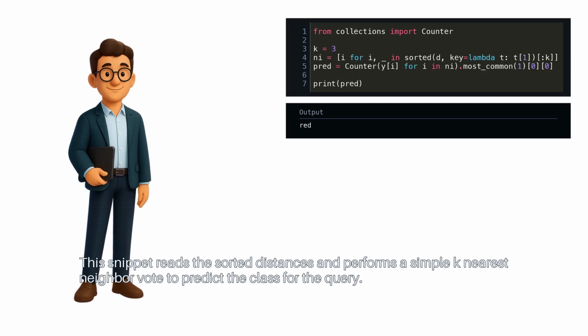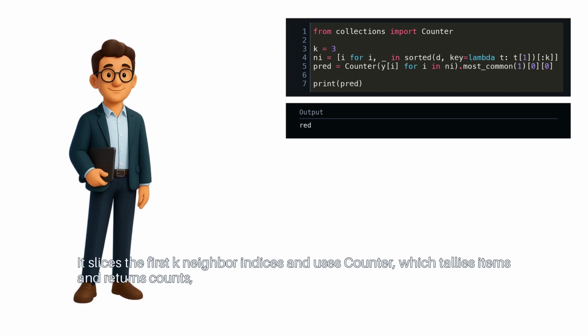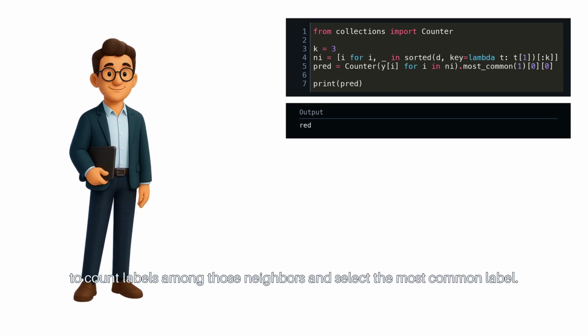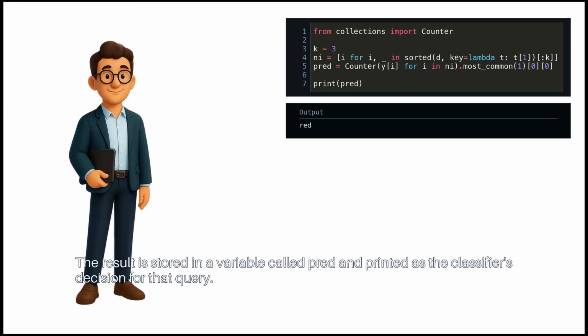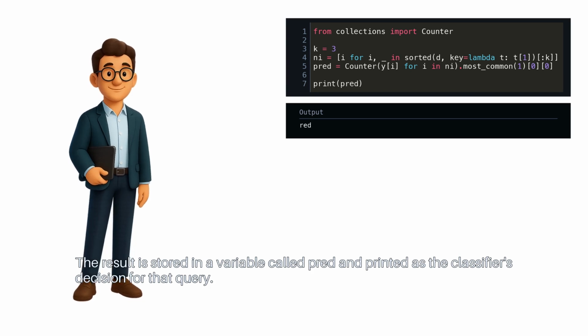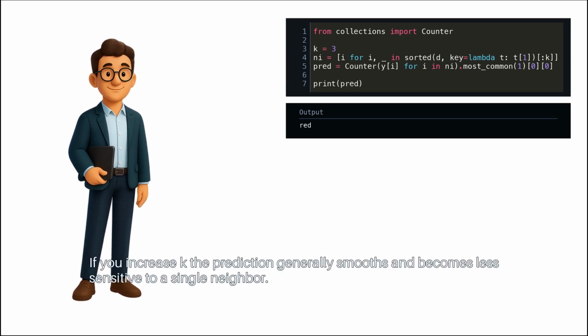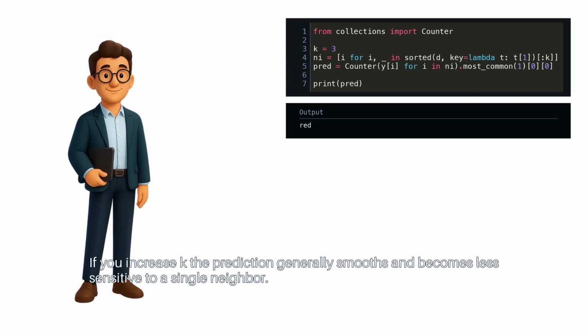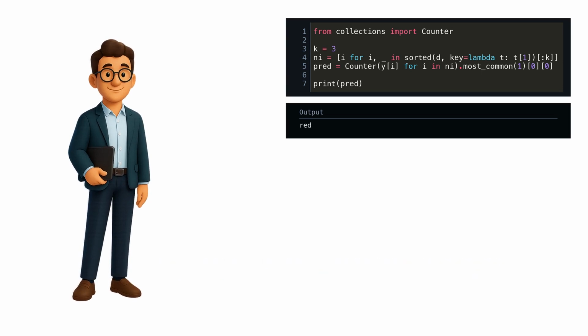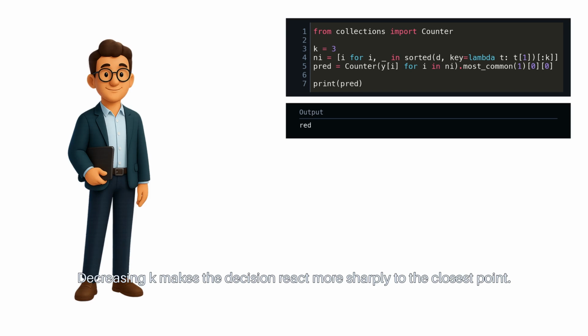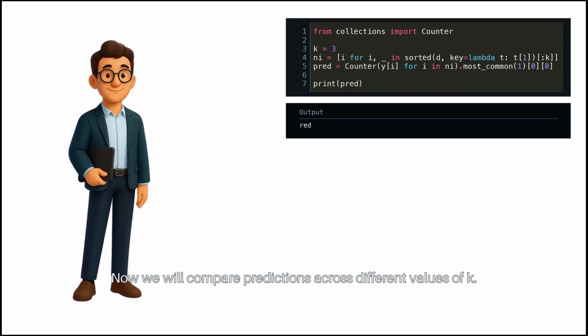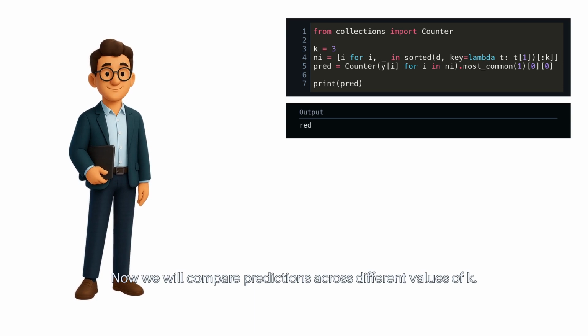This snippet reads the sorted distances and performs a simple K nearest neighbor vote to predict the class for the query. It slices the first K neighbor indices and uses Counter, which tallies items and returns counts, to count labels among those neighbors and select the most common label. The result is stored in a variable called pred and printed as the classifier's decision for that query. If you increase K, the prediction generally smooths and becomes less sensitive to a single neighbor. Decreasing K makes the decision react more sharply to the closest point. Now we will compare predictions across different values of K.